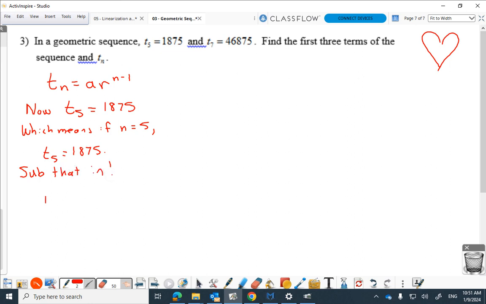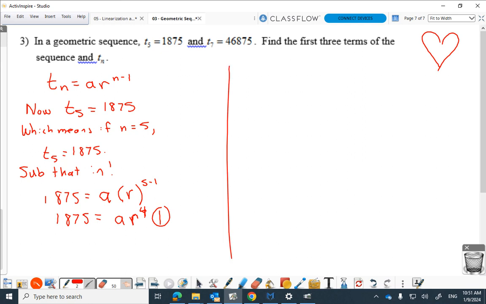1875 equals A R^(5 minus 1). I'm trying to relate this back to yesterday's lesson. What is it that is so extremely scary about this situation? Two variables. When it happens for the rest of your math life, just label it number 1. Okay, apparently that's not going to do it.